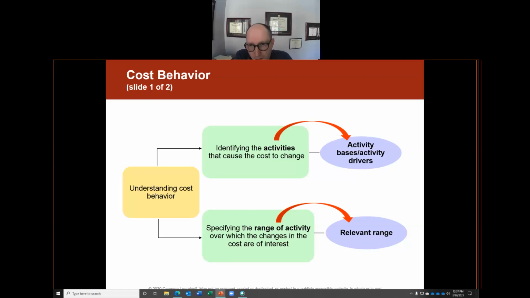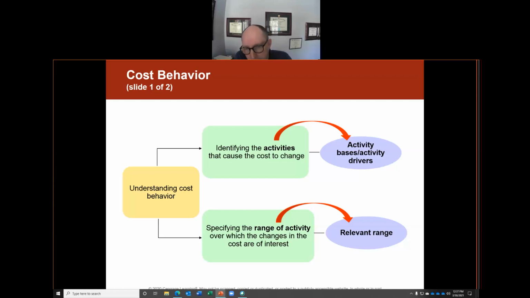So let's think of it from the perspective of activity-based costing that we learned about in previous chapters. Activity-based costing is the allocation of factory overhead based off of activity-based drivers. And activities may change over time, which will cause cost to change. That is a behavior.